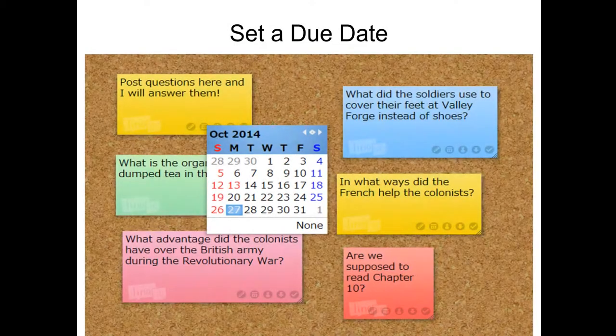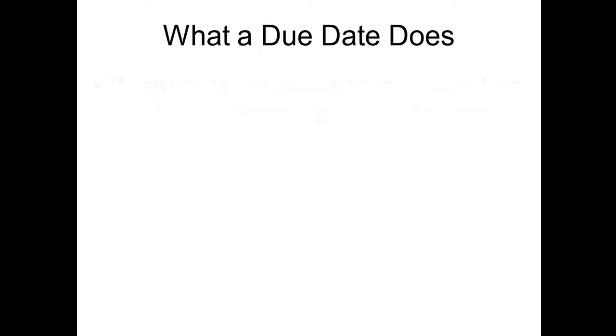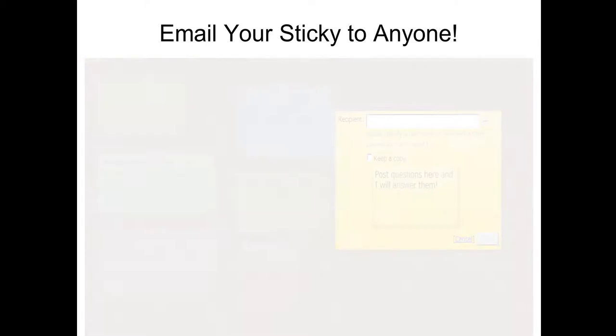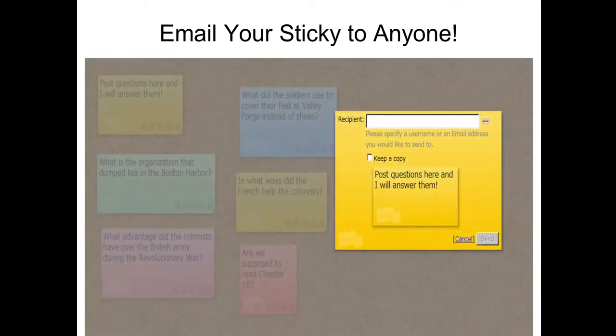Setting a due date, when you click on that, you'll see a calendar pop up. When you set a due date on your sticky, Lino emails you whenever your due date arrives. You can email your sticky to anyone. All you have to do is click a tab. You can actually click a box that says keep a copy of the sticky, and then once you put an email address in there, you click send. You can send that sticky to your students or parents or other teachers or your boss.